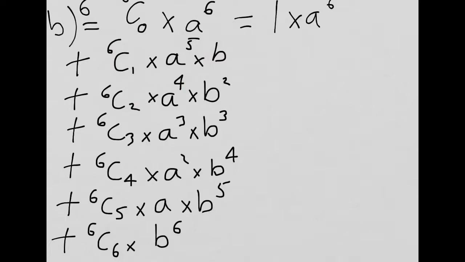If we go to our very last term, we're going to have power of 6 for b, nothing left for a, and then adding up to 6 again. So it's just a way of quickly checking you've got everything right.